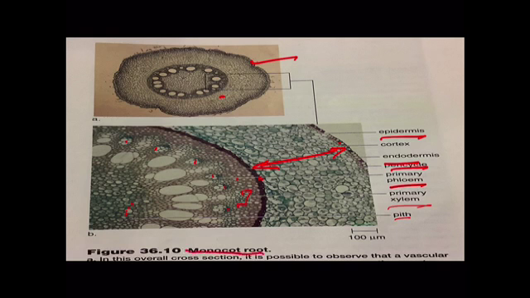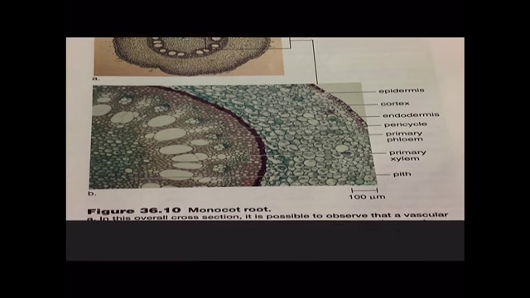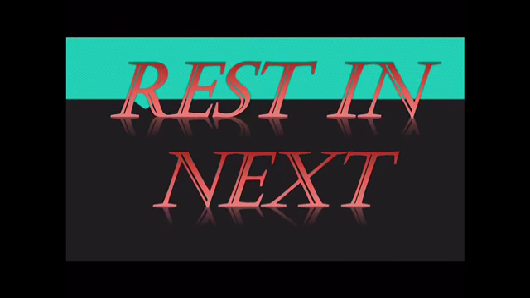You can see here that it is possible to observe a vascular ring surrounding a central pith. The enlargement shows the exact placement of various tissues. So students, this is all about your xylem tissue. Rest we will discuss in the next video. Thank you.